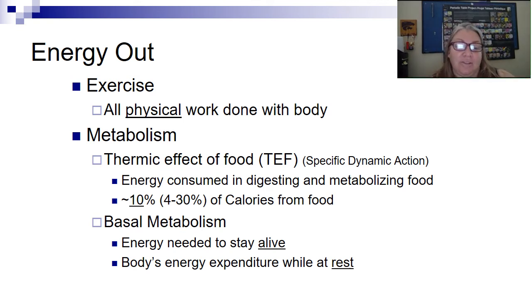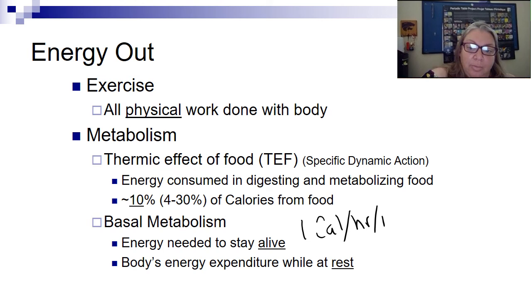Now, the last part talks about basal or basal, I've heard it both ways, metabolism. And that's the energy that's required just for you to stay alive. It's the body's energy expenditure while at rest. So to keep your heart beating, to keep your lungs expanding and contracting, to keep all of your organs working. Now, they estimate that this is about 1 calorie, 1 big calorie, per hour per kilogram of body weight.